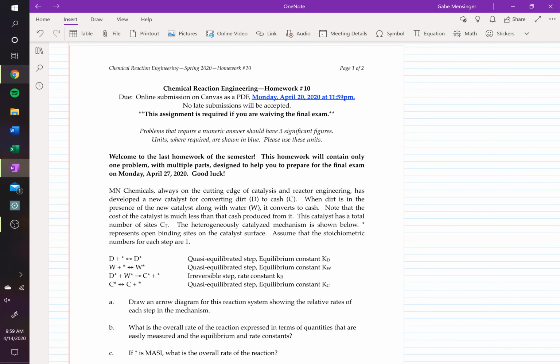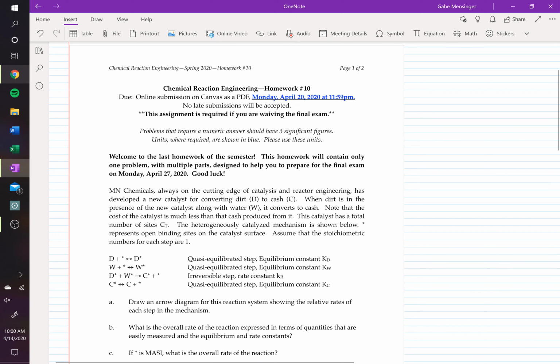This homework is required for those of you that are hoping to skip the final. And for those of you that are planning to take the final, I'd still recommend doing this homework, as this is a great way to review for it.